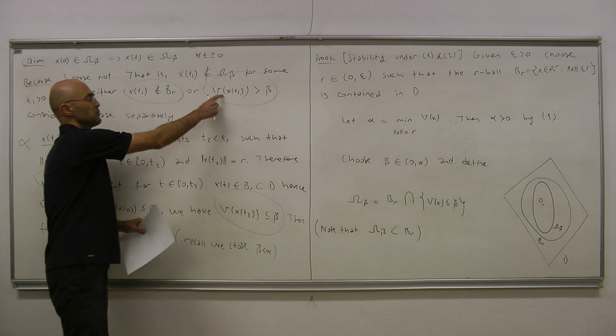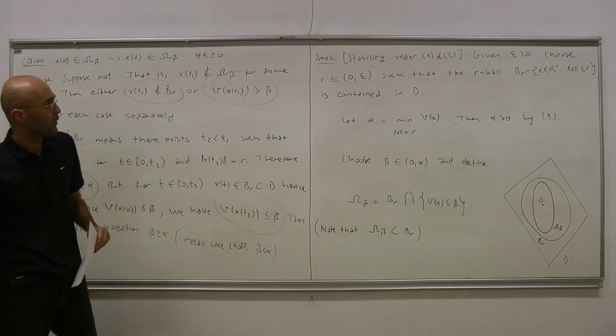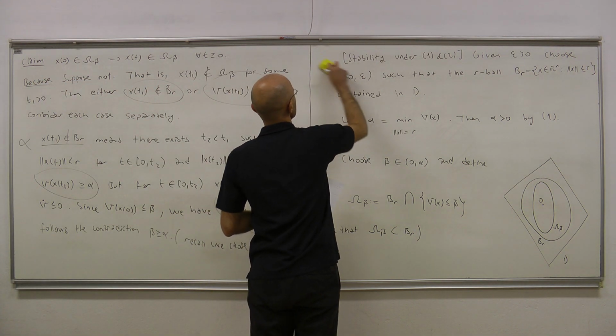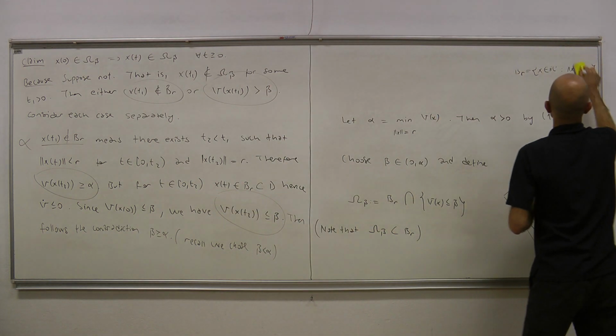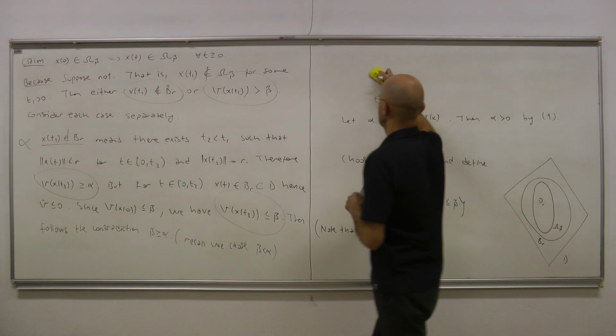How about the other possibility? V of x(t1) greater than beta. Now we will rule out that possibility quite fast, and which will, as a result, give us the claim.